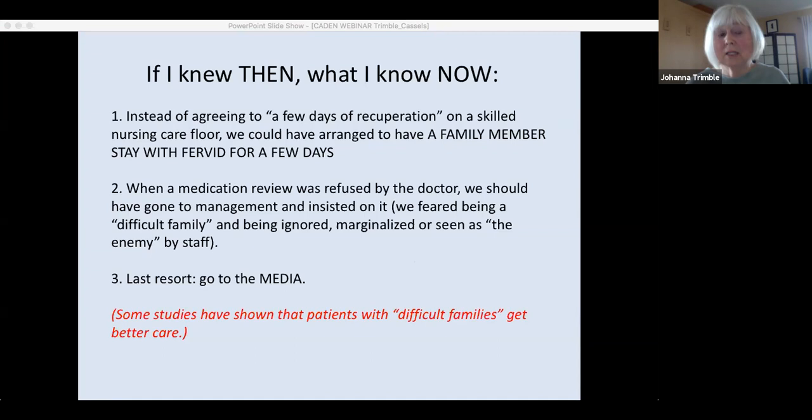I think that's pretty common from other people I've talked to who are trying to deal with these problems. And I guess as a last resort, we could have gone to the media and made a big stink about it. And I have read some studies that actually show that patients with so-called difficult families actually end up getting better care.